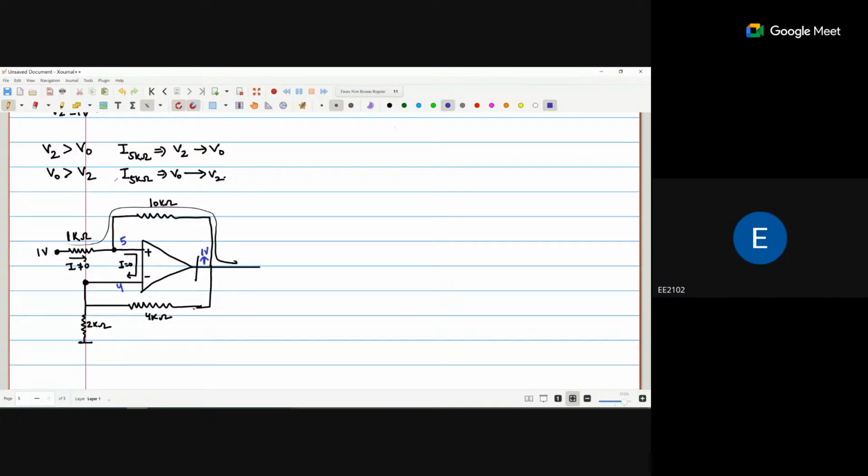Output is A times V1 minus V2. Yes, basic operation. So this is A. So A times V1 is 5 volt and V2 is 4 volt. So A times 5 minus 4 is A. That is also positive. So you are getting a positive feedback. So that means the circuit is wrong.